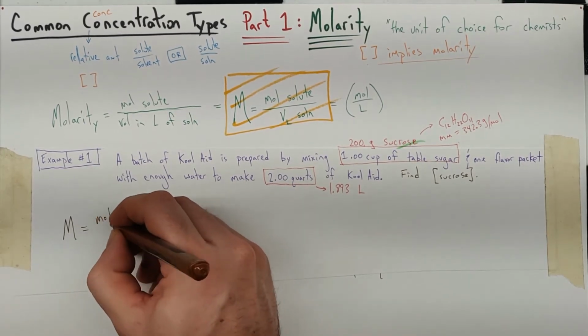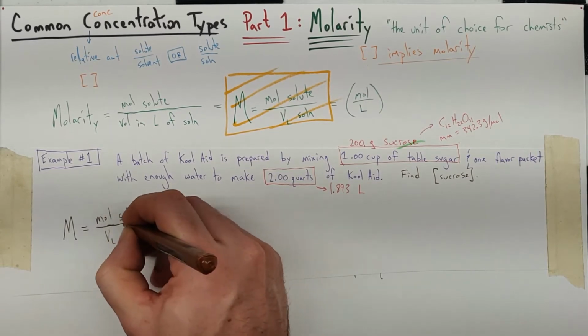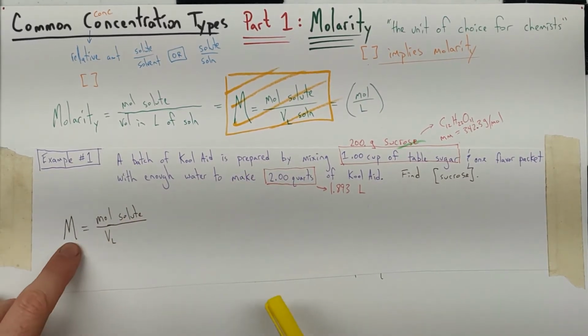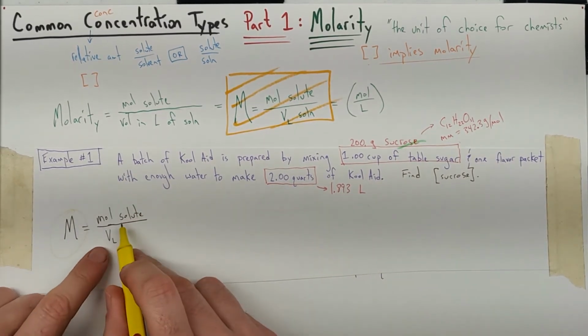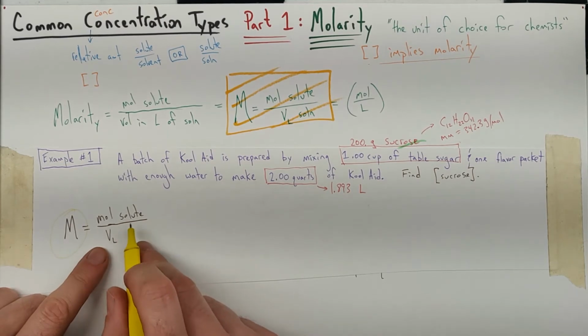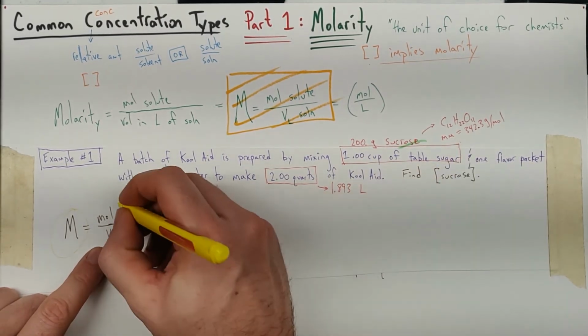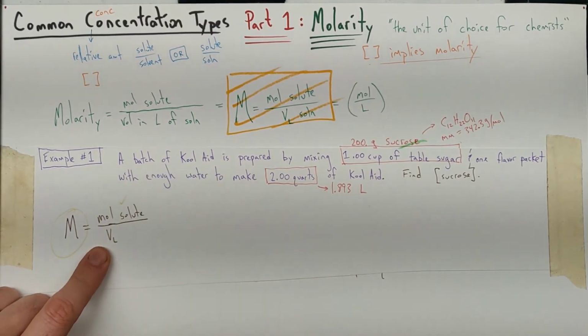Molarity is calculated as moles over volume in liters. That's moles of the solute. I've written the equation. Let's use it as a checklist. Do I know the molarity? No, that's what I want to know. Do I know the moles of the solute? No, but I have a mass and a molar mass, which can get me moles, so I'll just put a little check mark.